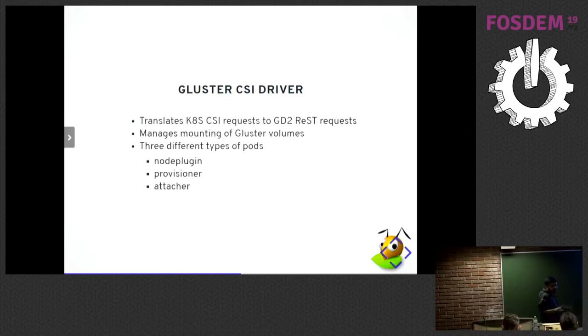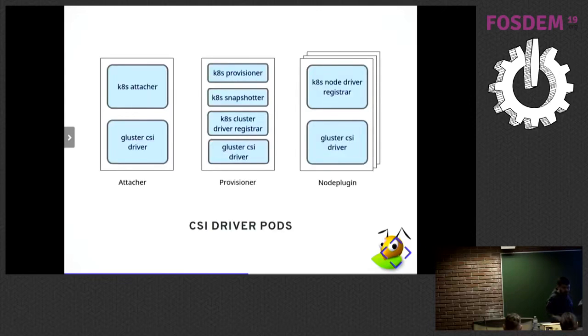The CSI driver consists of 3 different types of pods: a node plugin, a provisioner, and an attacher. I'll go through what each of them does.